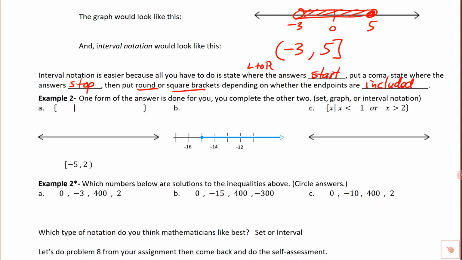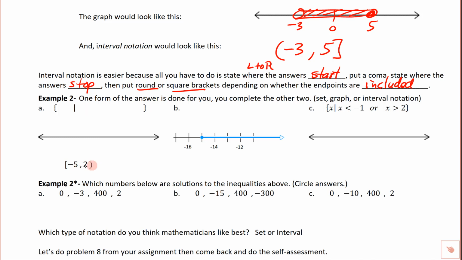So what I've got here is an example. This is example number 2. Each one of these 3 problems has 3 different parts. So we're going to write the answer in set builder notation, we're going to graph it, and we're going to write it down in interval notation. And on each one of these, only one of those formats is given to you. So on this one, we've got interval notation. What we don't have is a graph of it, and we don't have set builder notation. So here's what we're going to do.